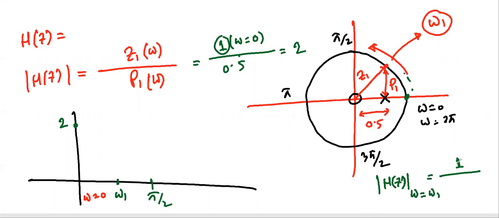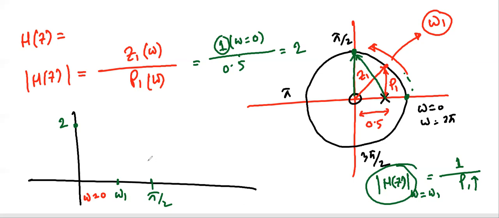So the distance from the 0 is 1, it remains constant, divided by the distance from the pole. So whenever you are moving to this point, now this is the 0 distance, this is the pole distance. Of course, this distance is now bigger than the previous one. So the P1 is increasing at the location of pi by 2. If that is increasing, of course, the overall magnitude will decrease.